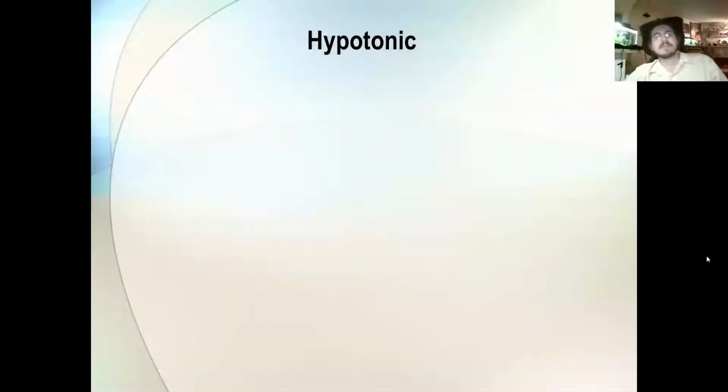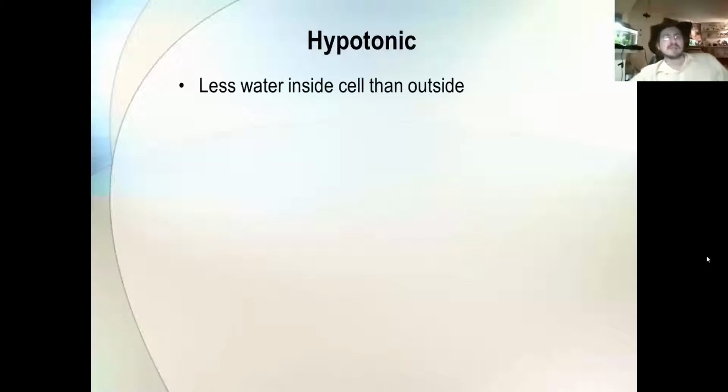All right, next up is the hypotonic solution. In a hypotonic solution, there is going to be less water inside the cell than outside, so there's a lower concentration of water inside the cell than outside. You can also think about it as a larger concentration of solutes inside the cell versus outside. Remember, solutes take up space that could have been water.